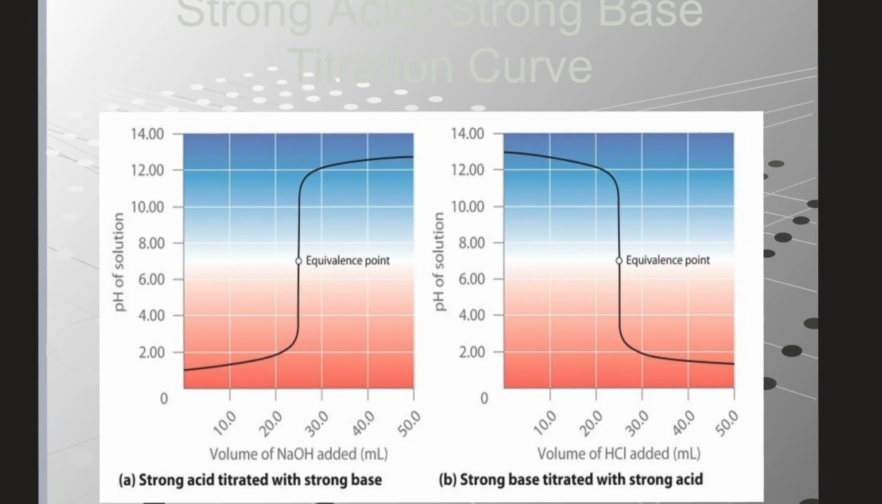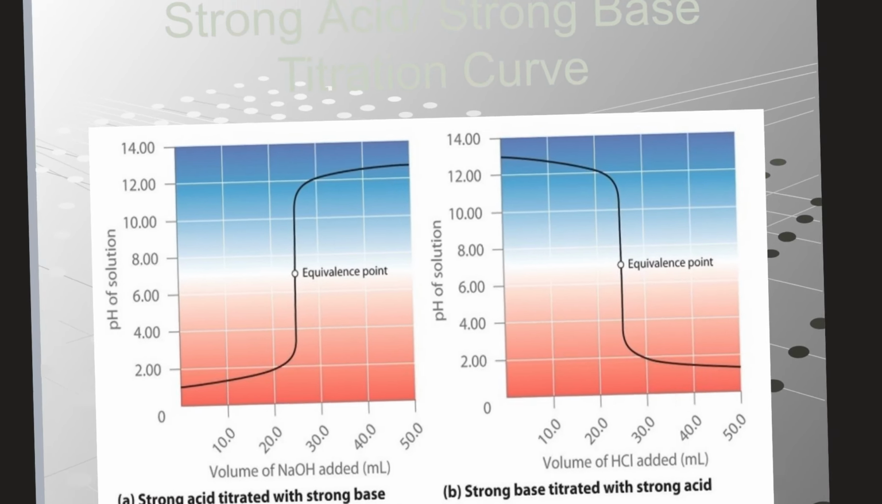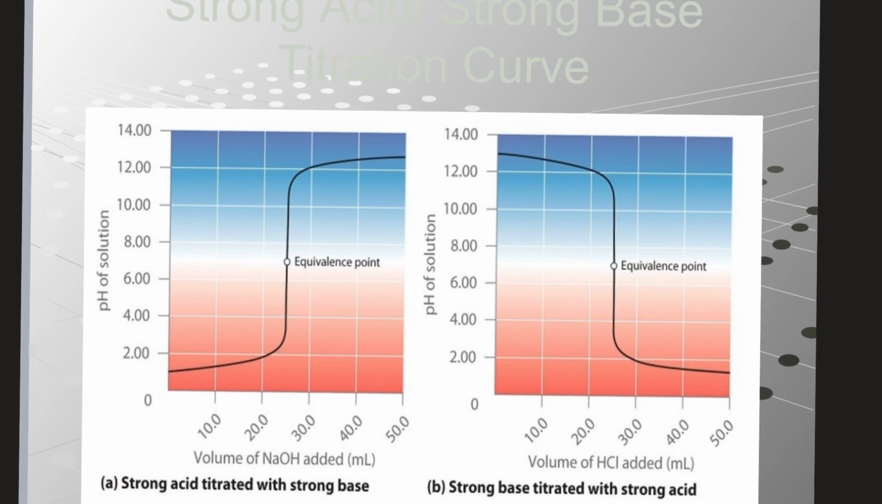For example, when you're titrating a strong acid with a strong base or vice versa, the equivalence point is always at 7. So when you see a titration curve that looks like this, and you see the drop, and you calculate the middle of this drop, and you see that the center of the drop is at 7, then you know you are titrating a strong acid with a strong base.